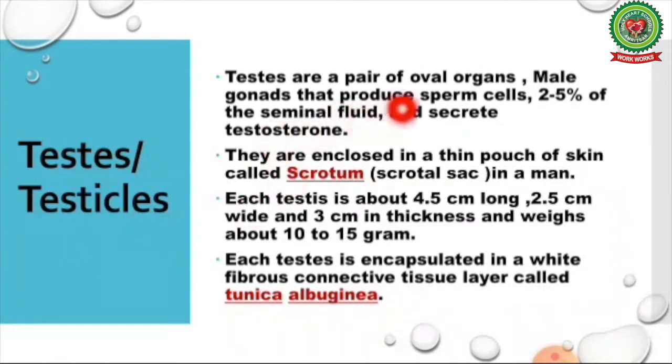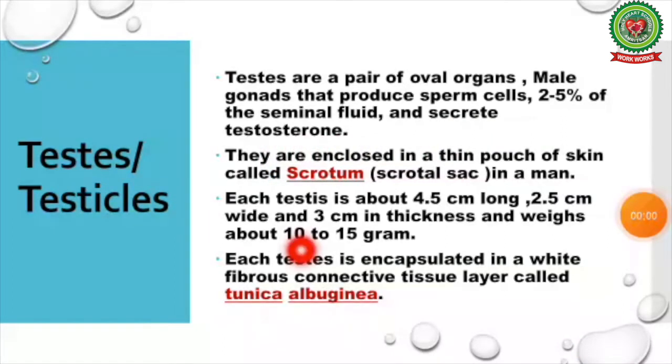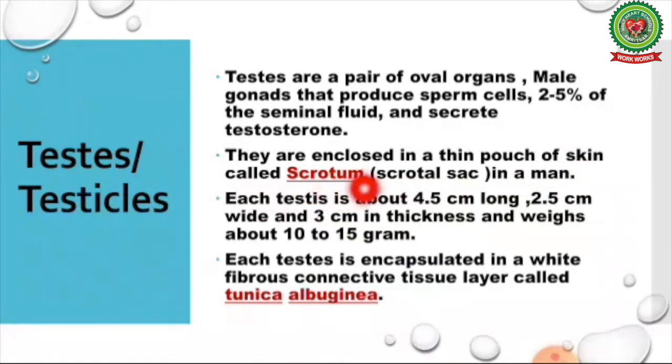Testes are a pair of oval organs, male gonads, that produce sperm cells, 2 to 5% of the seminal fluid, and also secrete male hormone, that is testosterone. They are enclosed in a thin pouch of skin called scrotum or scrotal sac in a man.